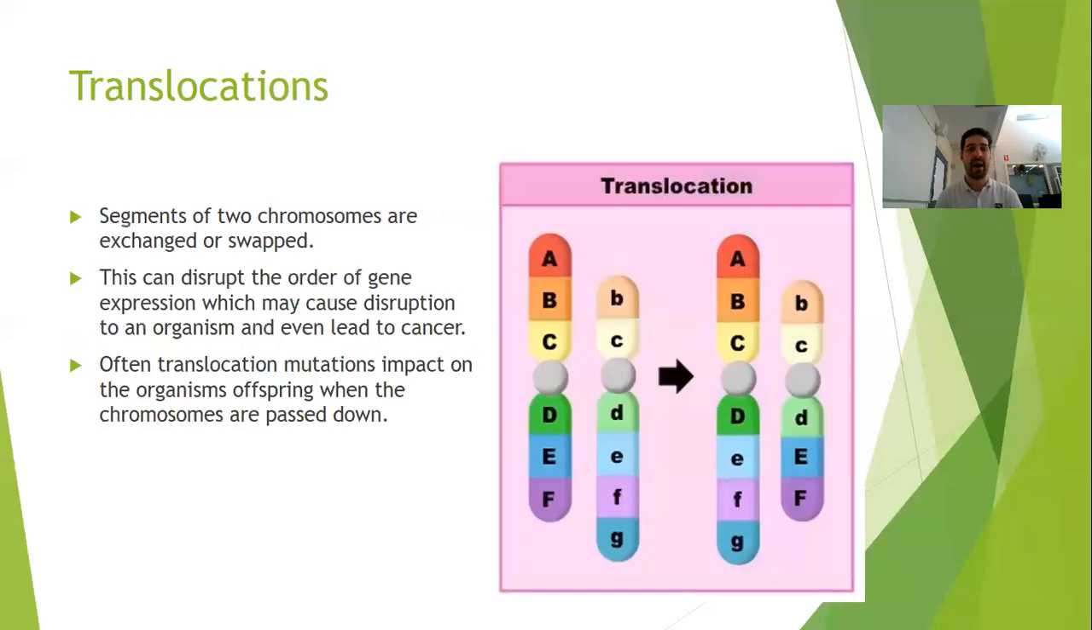The last one we look at are translocations. So this is where two chromosomes are switched around. There's different parts that are broken off, they get switched around and put back together. And this can sometimes disrupt the order of the genes that we're expressing. It might even lead to things like cancer. But often a translocation has the biggest impact on the offspring, because if the genes aren't passed down correctly from a translocation, it means the offspring are then going to be missing certain sections as well.